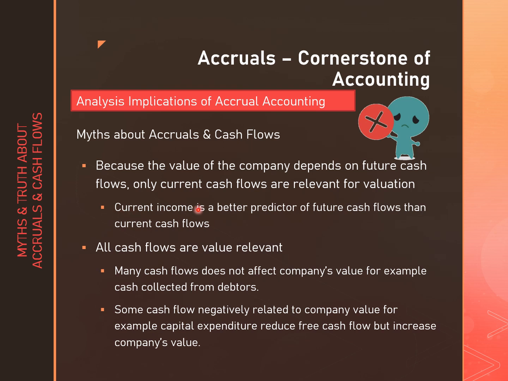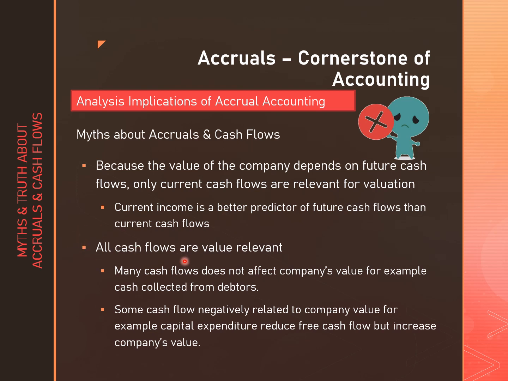Because current income is a better predictor of future cash flow rather than the current cash flow. Like we said before, sales do not necessarily all happen with cash. There are credit sales and in fact, for businesses in Malaysia, there are more credit sales than cash sales.